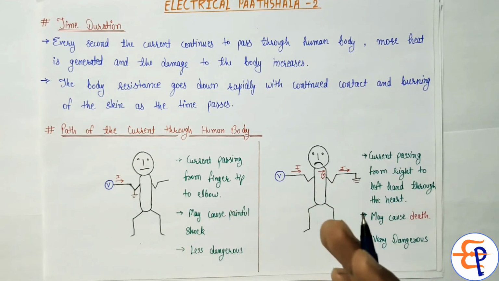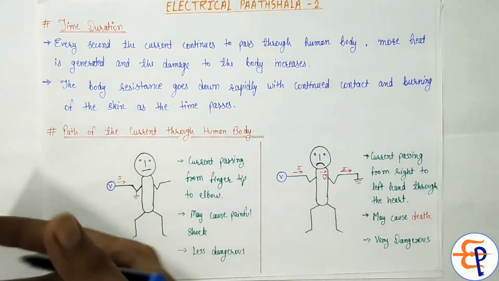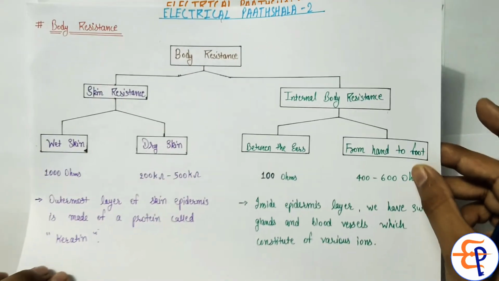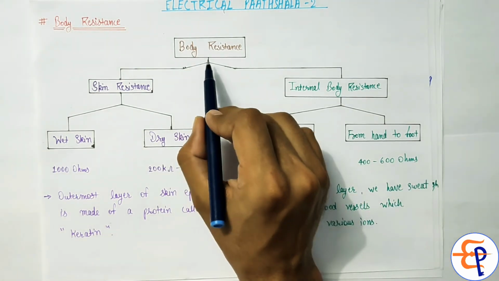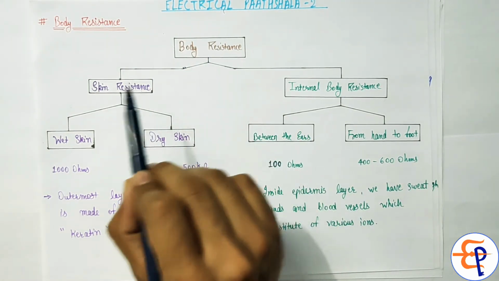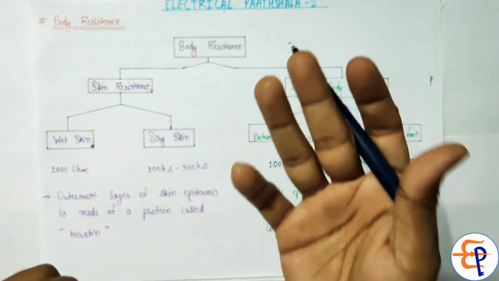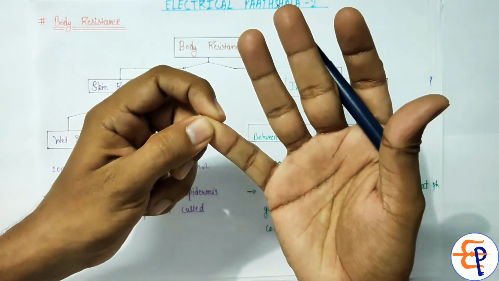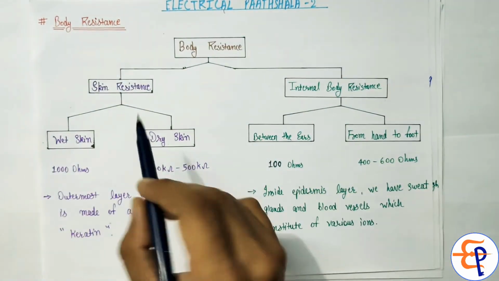electric shock intensity depends. So the next factor, guys, is the body resistance. Yes guys, electric shock intensity also depends on the resistance of a person's body. Now guys, body resistance can be divided into two parts. One is skin resistance and the second is internal body resistance. So one part is my skin resistance, and the second part is the resistance of my internal body. So these two parts.